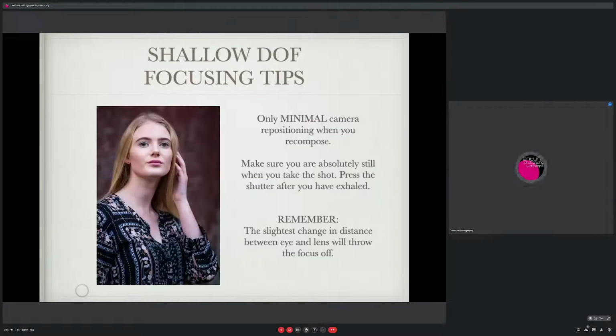So here are some tips there. Just only very minimal camera movement when you're repositioning. This is not an issue if you're using a mirrorless camera with eye detect, you can basically just compose and let the camera focus on the eye. That's all easy to do. And just make sure you're absolutely still when you take the shot. Don't lean forward, don't lean backwards, because you're shooting at very, very shallow depths of field. And what I often do is I press the shutter button after I have exhaled.